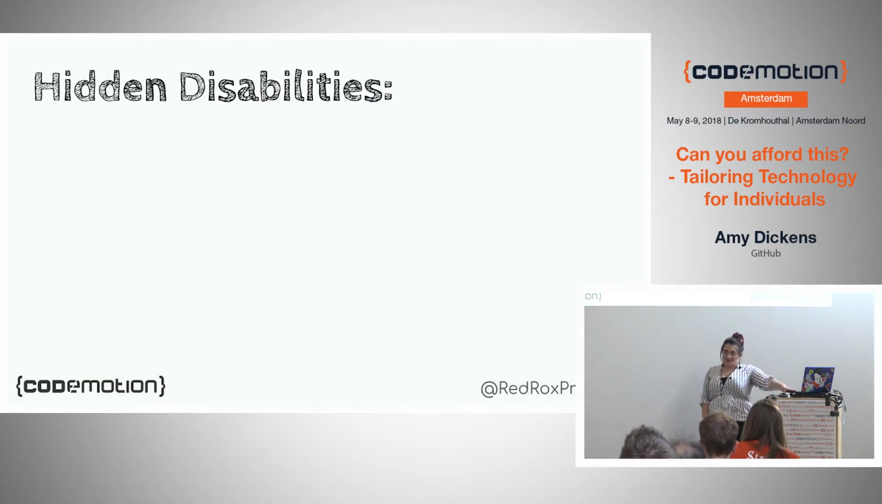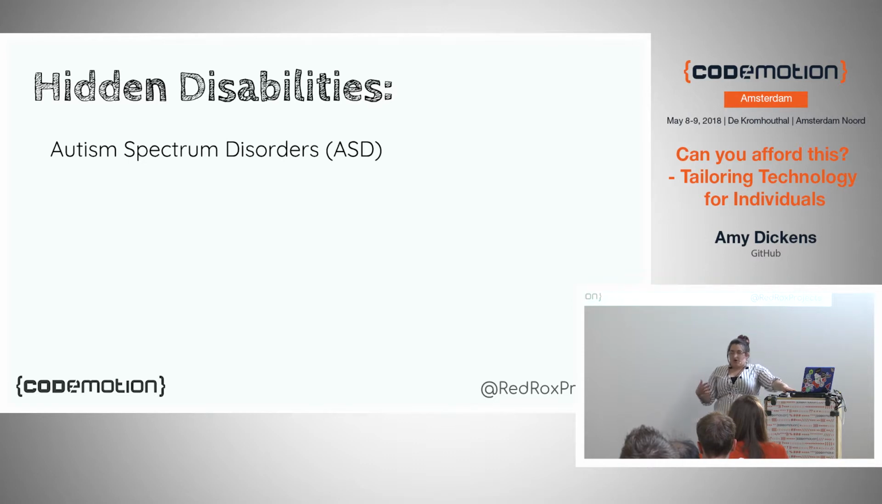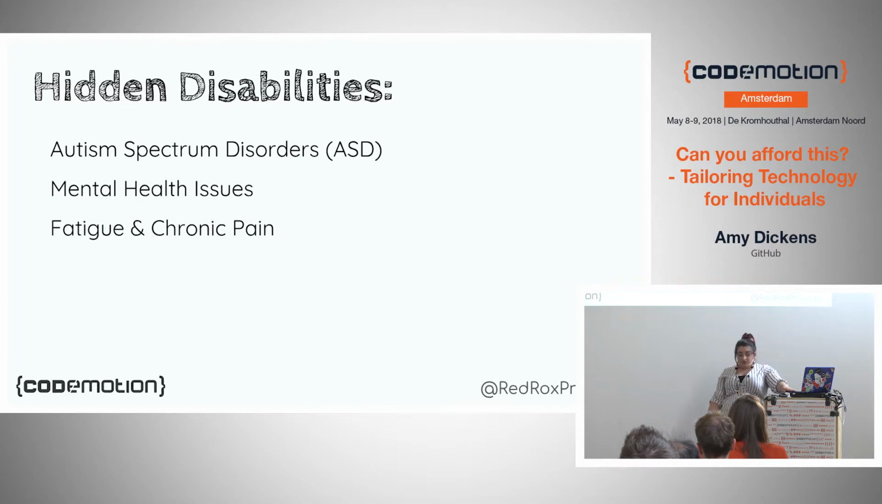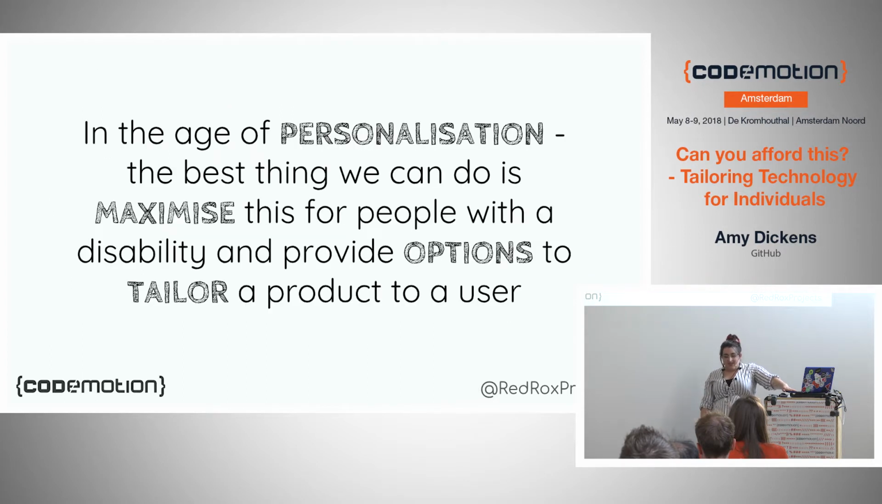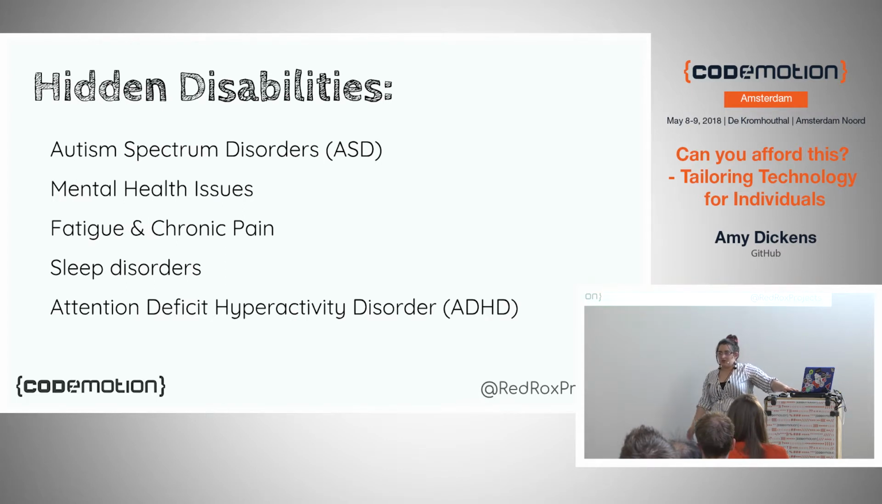We also have hidden disabilities. So this is just an overview that I'm giving you at the moment. These are primarily neurological and can cover things like autism spectrum disorders, mental health issues, fatigue, chronic pain, sleep disorders, attention deficit, and yeah, it's not limited to all those things. There's actually loads more. And there are things that you can do within your product that help with these. So managing the way you present information is the best thing that you can do in this scenario.